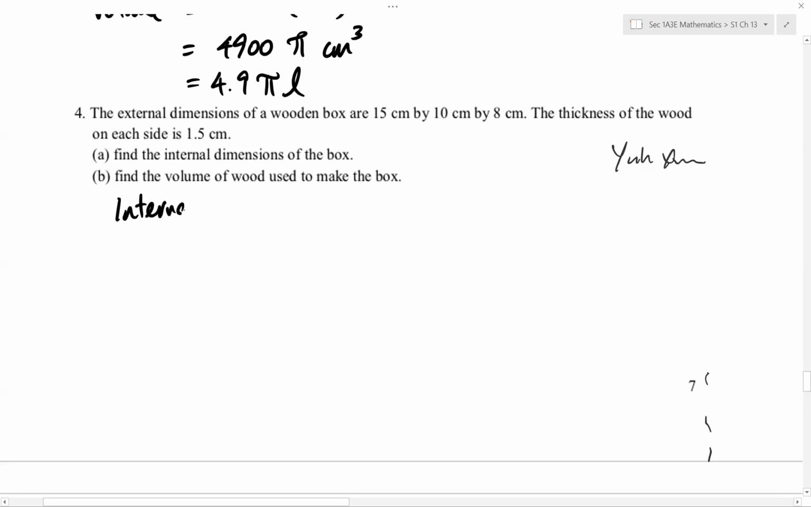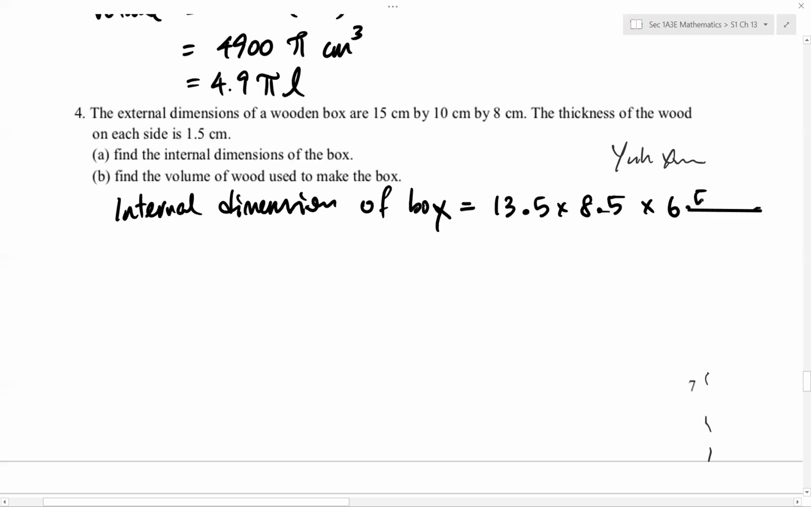Internal dimension of box equals 13.5. Okay. Pause here first. All agree? All agree with the internal dimensions? Can you visualize the question?